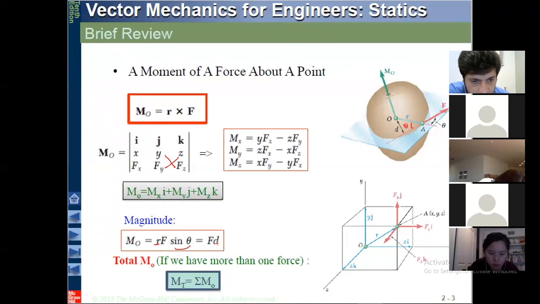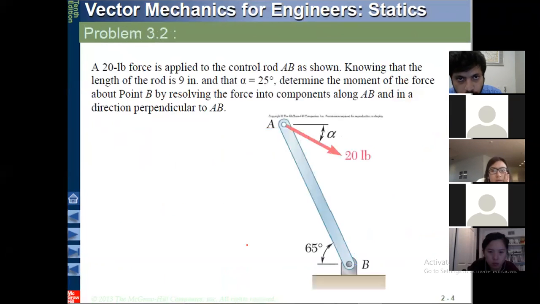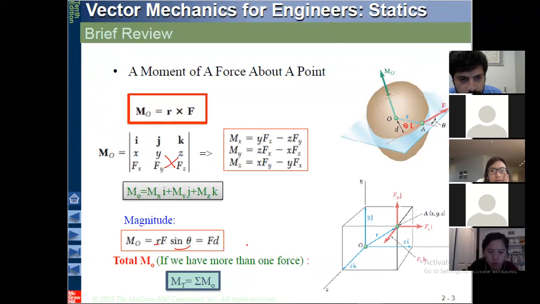And if you have multiple forces, then you have to sum them up to get the total moment. Actually, you can calculate each force's moment and then sum them up to get the total moment. Okay. Is there any question?